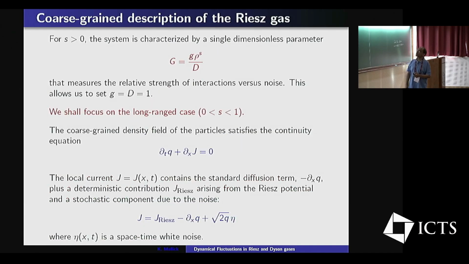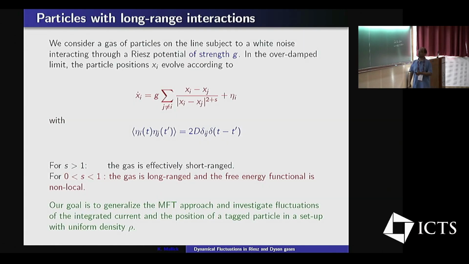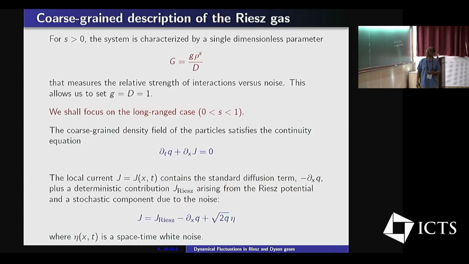I'm going to give you some very basic features and then give you the results without explaining how we got them. First of all, there are 3 parameters in the system: the interaction strength, G, the amplitude of the noise, D, and the initial density, rho, of the system. And you can build only one dimensionless constant in your model. So we will set G and D equal to 1, and keep this capital G as a parameter. And we shall focus only on the long-range case.